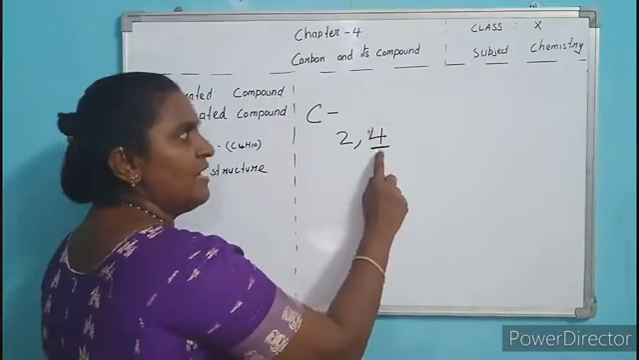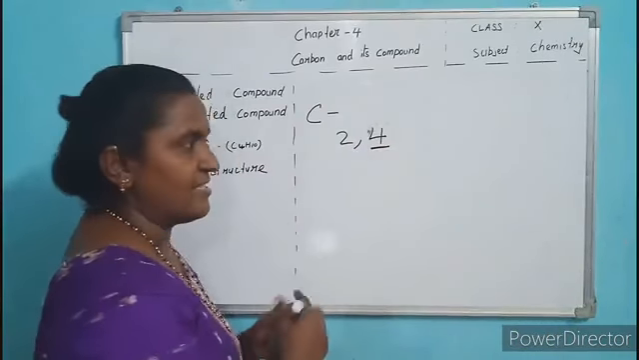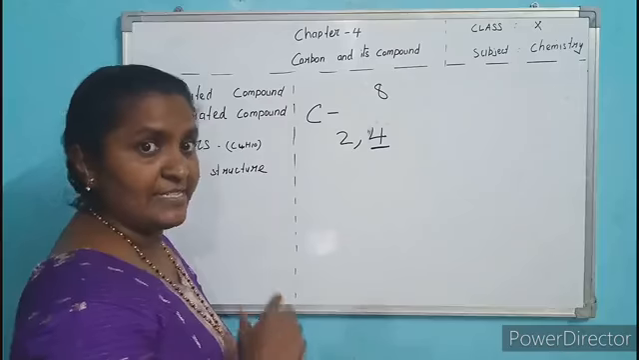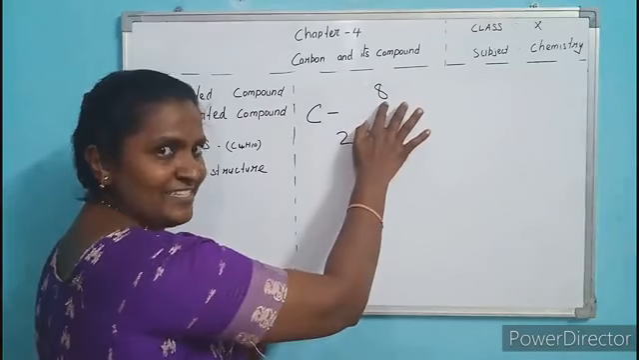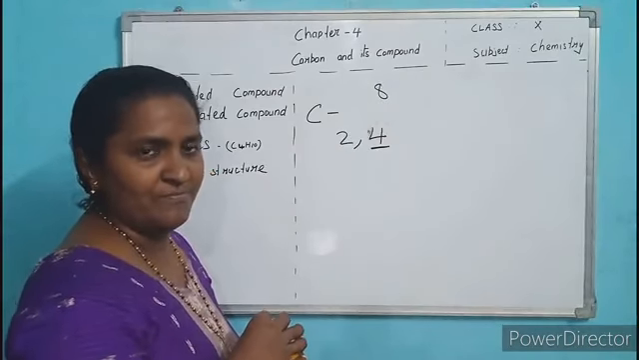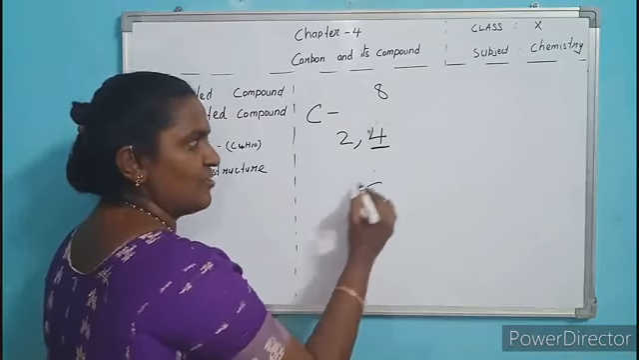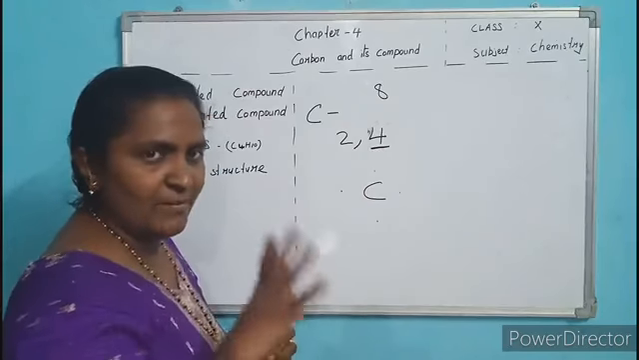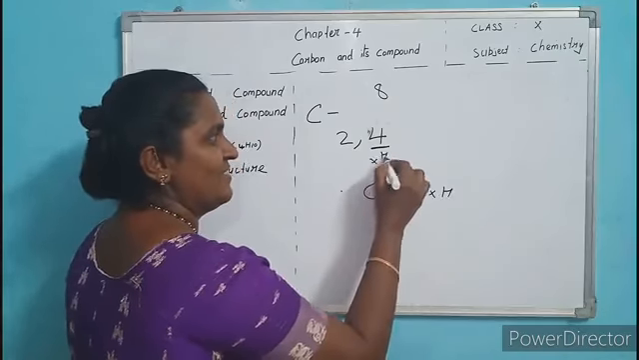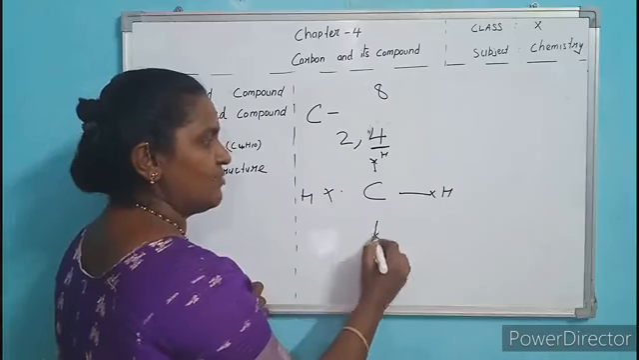To be stable, the outer shell, that means outermost electron, should be 8. In order to attain stability, that means to attain 8, they will make 4 bonds. 4 covalent bonds. Getting? For example, this is outermost electron. To be stable, it needs 4 more electrons. So it gets from 4 hydrogen. Clear? So each bond carries 2 electrons.